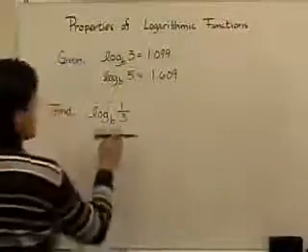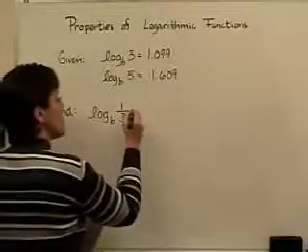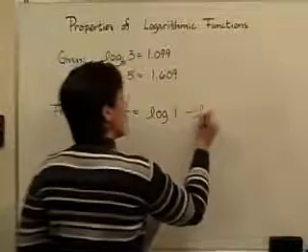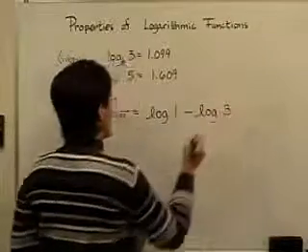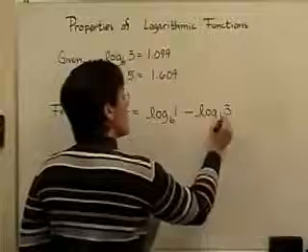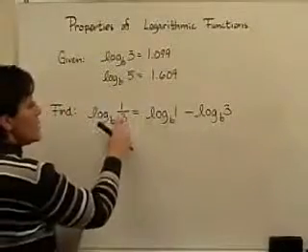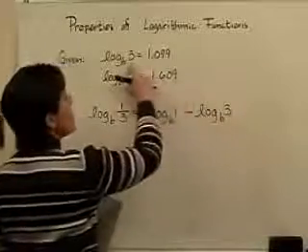So what I have to do is I have to say, oh, hey, this is the quotient. So maybe it would be helpful to write this as the difference of two logarithms. So I would write this as the log of 1 minus the log of 3. And the reason I did that is I knew that if I could get that log of 3 alone, I have a value for that.